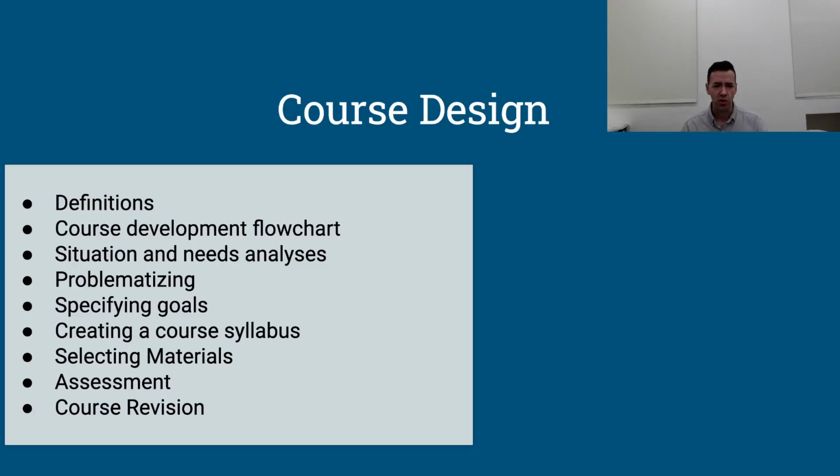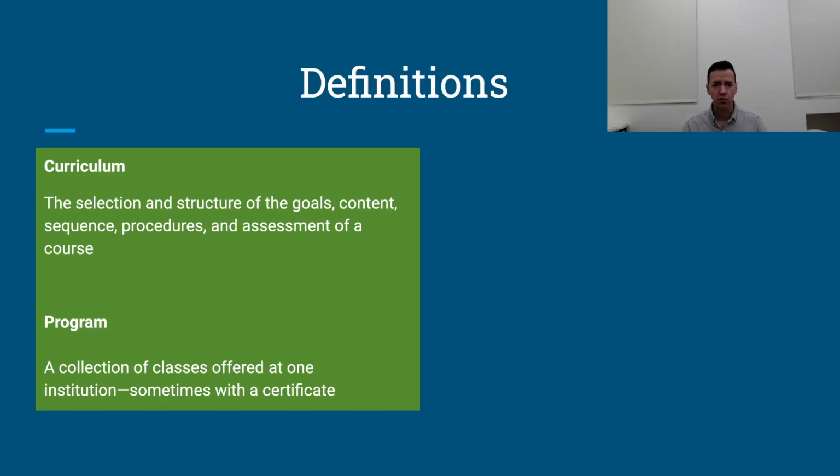Now, all of those below, situation needs analyses, problematizing, and so on, those are all sections in the flowchart. So this flowchart is going to show us the order, and then I'm going to talk a little bit about each step. So two definitions before we start. The first one is curriculum. This is the selection and structure of the goals, content, sequence, procedures, and assessment of an entire course. And program, which is a collection of classes offered at one institution. Okay, so we will differentiate between these two.